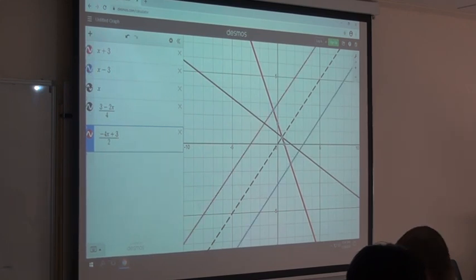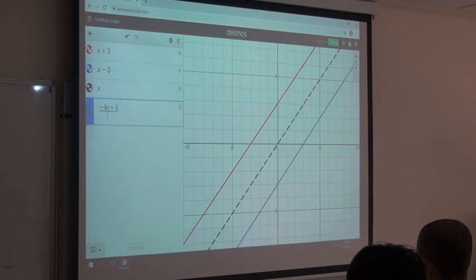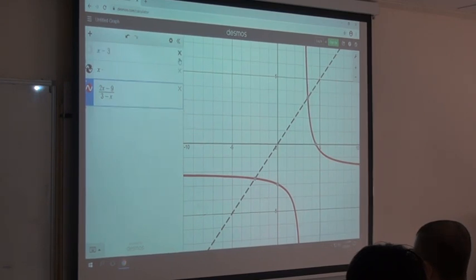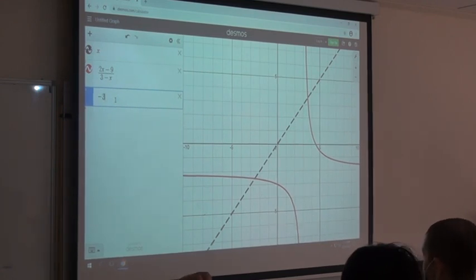So this can also be seen here. If you look at it, you can also see the same. So for the rational function, I gave you 2x minus 9 divided by 3 minus x. Okay, you can go. Then the inverse was found to be negative 3 over negative 2.